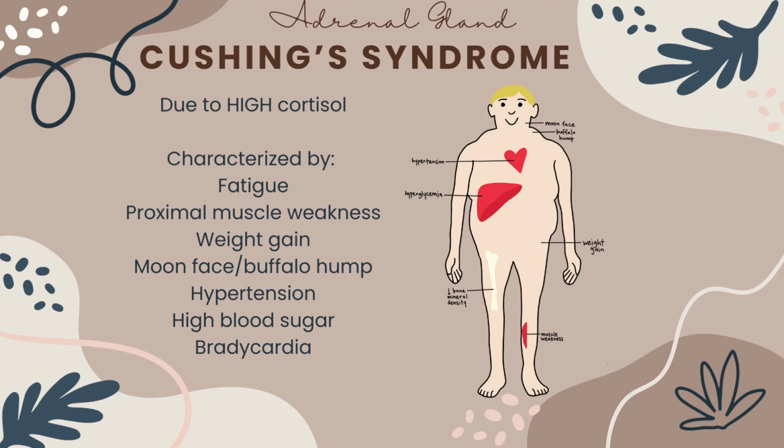So you can see the picture. This is what someone might look like that has Cushing syndrome. Really characteristic, that moon face, buffalo hump, and then some complaints of muscle weakness and fatigue.